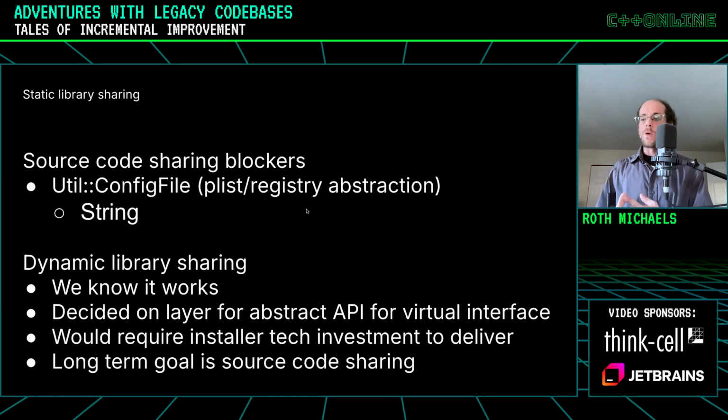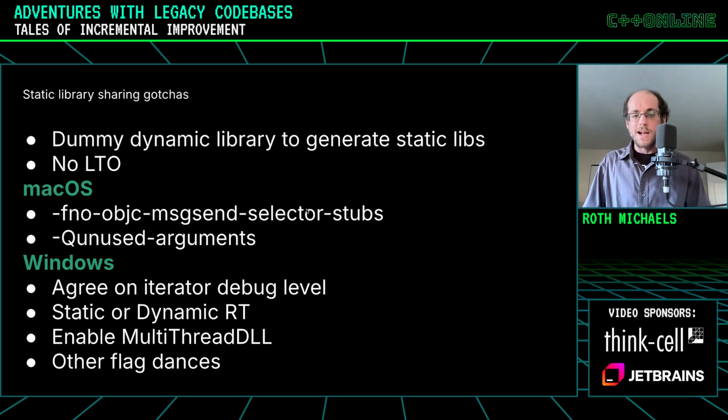Dynamic library sharing, we know it works. We had a good experience with this. We decided on an abstract API for the virtual interface, but this would require them making some changes to their installer technology to be able to deliver this dynamic library. And that was an investment we had to trade off. And since the long-term goal was source code sharing, we decided to do the hack and just actually pre-build static libraries, which did run into a few issues.